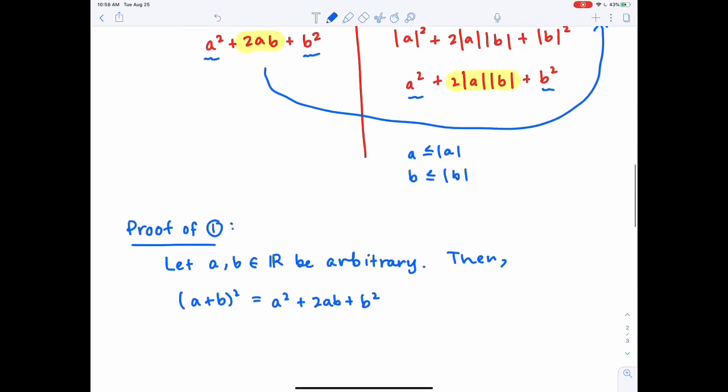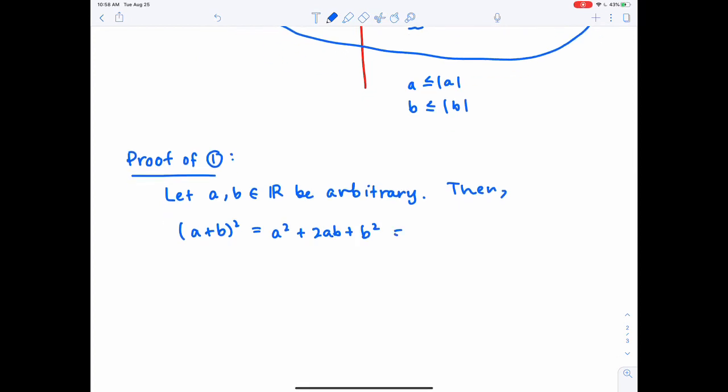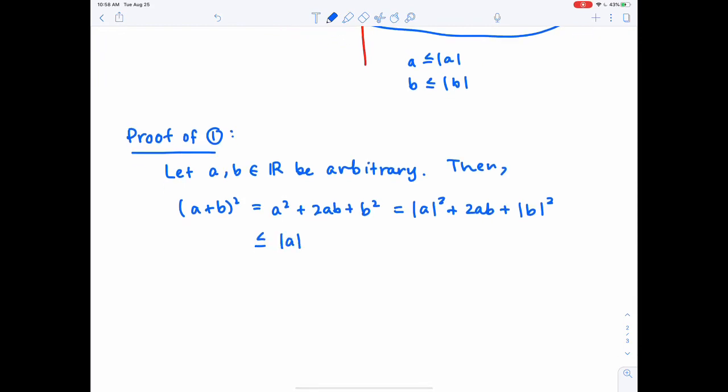So the first thing I can do is I can make a replacement and say, well, that's the same thing as writing the absolute value of a squared plus 2ab plus the absolute value of b squared. And then I can just make my replacement here. This is going to be less than or equal to, well, I know a is less than or equal to absolute value of a, so when I go ahead and I make that replacement, I arrive at that expression such that when I factor it out, I have exactly what I want.